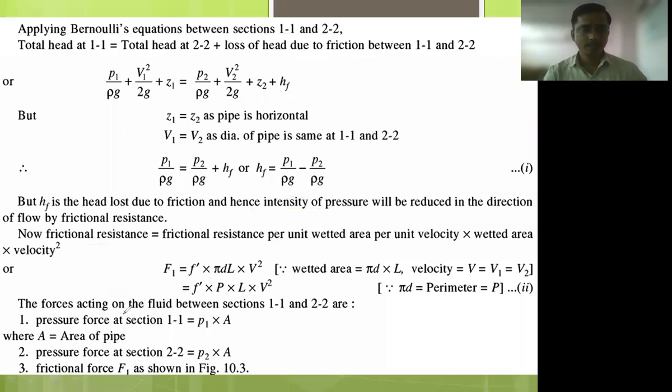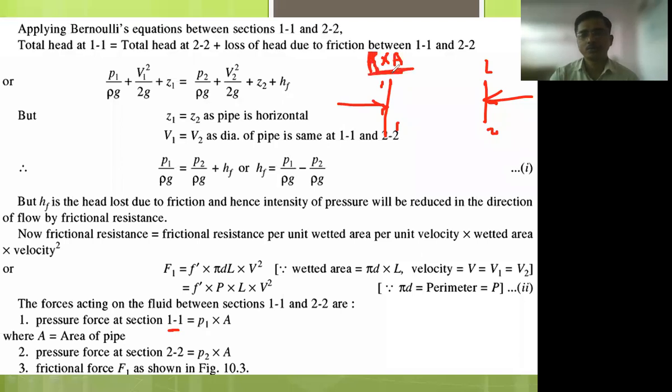Now, which forces act on the fluid between sections 1 and 2? One is the pressure force acting from the left side, and the other is the pressure force acting from the right side at section 2. This is the pressure force at section 1 on the left side. At section 1 the pressure is P1, pressure intensity multiplied by area, so that is the pressure force: P1 into A. Here, the pressure force at section 2 is pressure intensity multiplied by area.